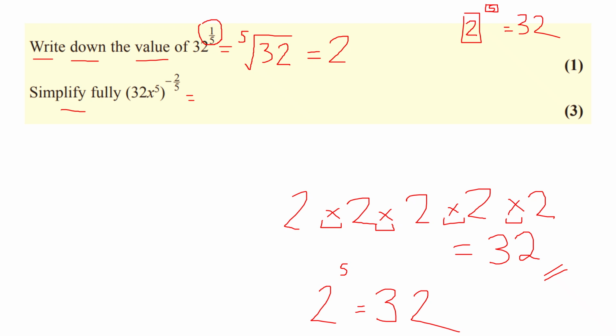So power of a fifth means the fifth root. Power of a quarter is the fourth root. Power of a third is the third root. Power of a half is the square root, and so on and so forth. Power of a sixth is the sixth root, and so on.